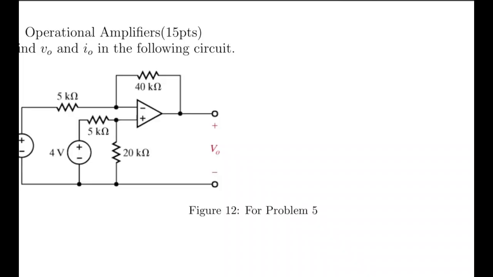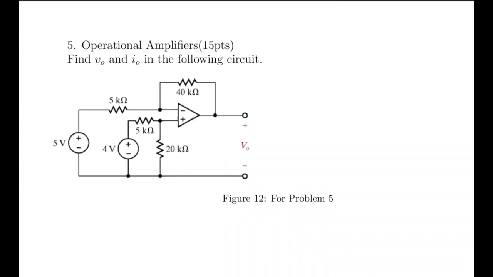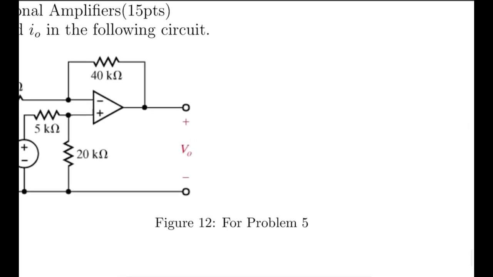5. Operational amplifiers. Find V output and I output in the following circuit. First, let's recall the properties of an ideal operational amplifier. 1. The voltage at both terminals, positive and negative, are equal. And 2. The current flowing into each terminal is equal to 0 amps.